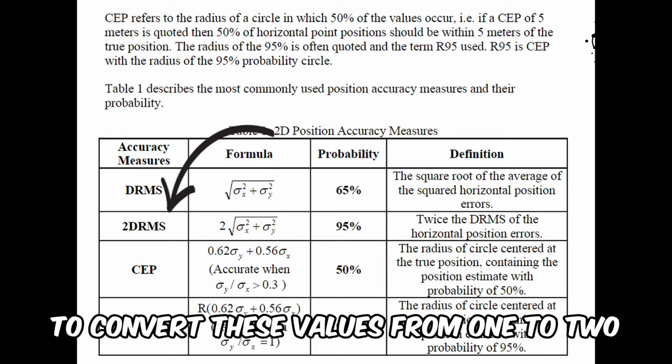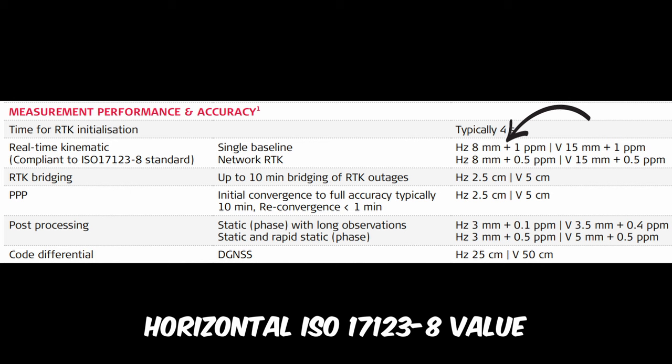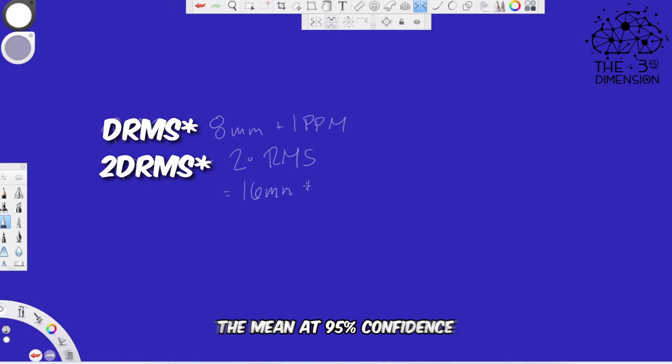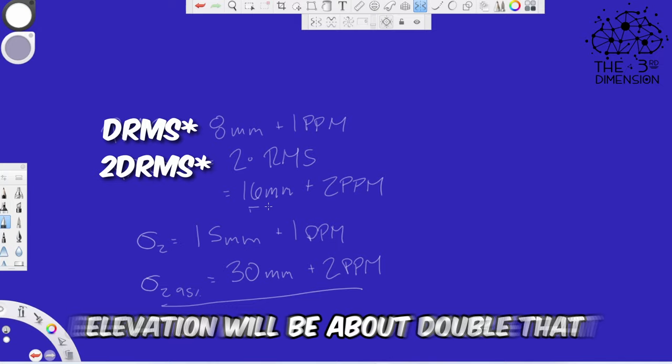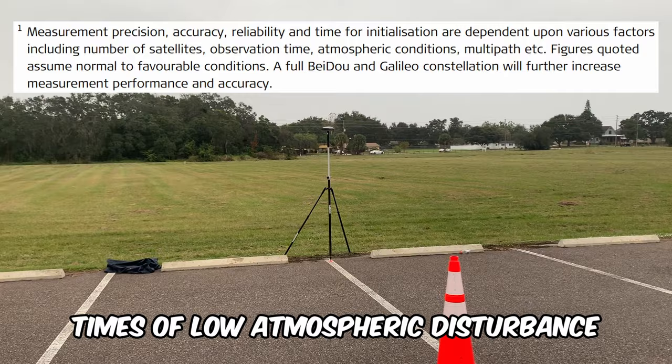For example, for a Leica GS18 that quotes 8mm plus 1 ppm horizontal ISO 17123-8 value, it's basically saying that you can expect your measurements to land within plus or minus 16mm plus 2 ppm within the mean at 95% confidence. And according to their spec sheet, the elevation will be about double that. The quoted specs and the ISO tests are under ideal conditions, out in the open with no overhead obstructions nearby in times of low atmospheric disturbance.